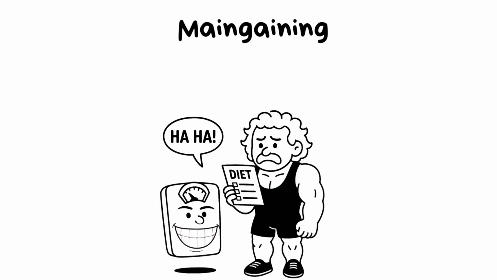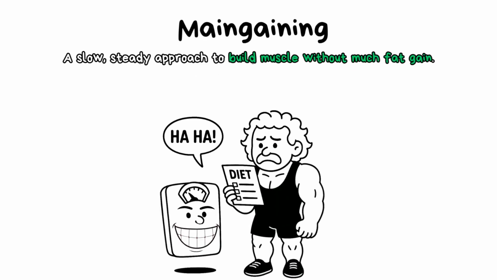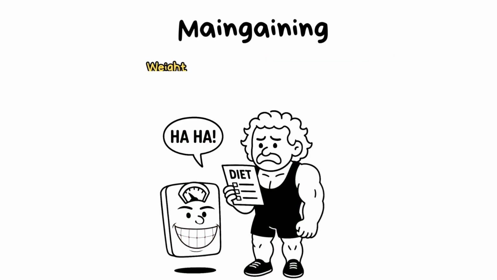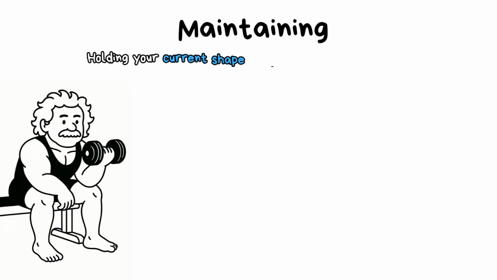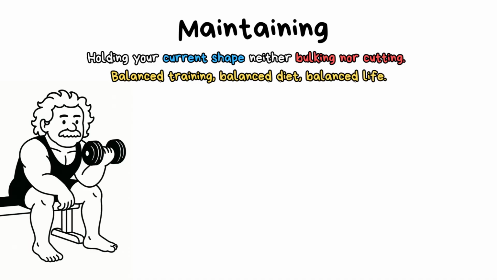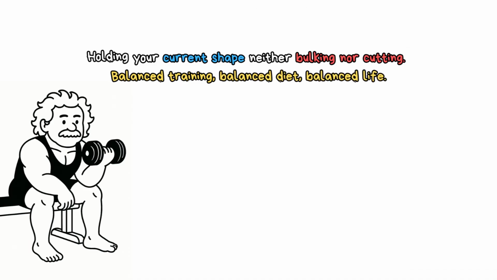Maingaining. A slow, steady approach to build muscle without much fat gain. Weight on the scale barely changes. Patience required. Maintaining. Holding your current shape, neither bulking nor cutting. Balanced training, balanced diet, balanced life.